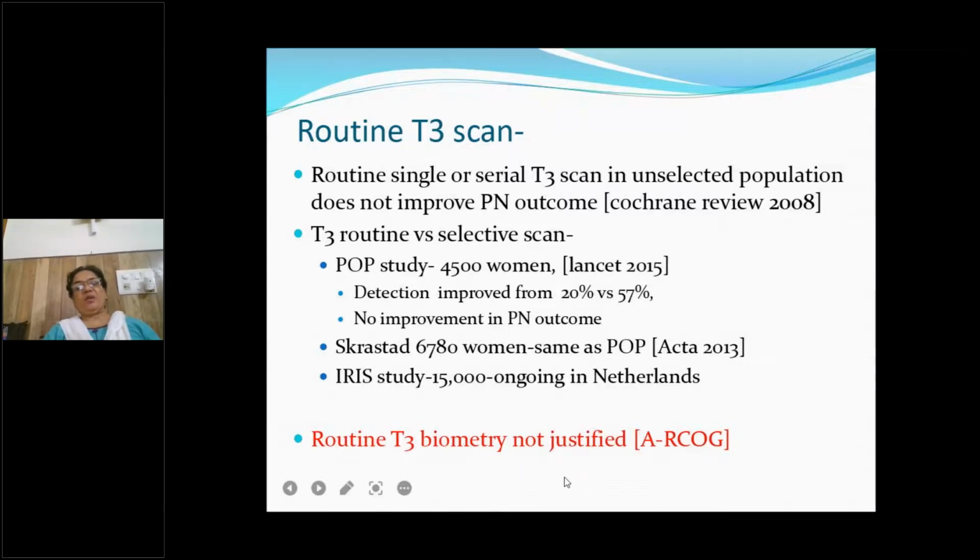The Government of India guideline at this point recommends only a single ultrasound at 18 to 20 weeks of gestation, which gives us good dating as well as ruling out the major anomalies. So the government does not provide for the third trimester scan.